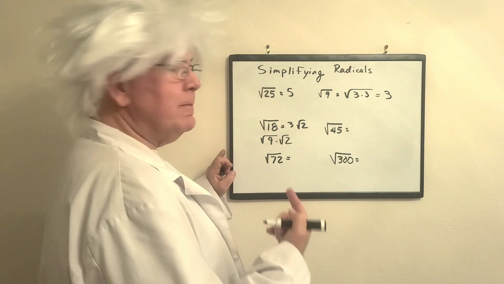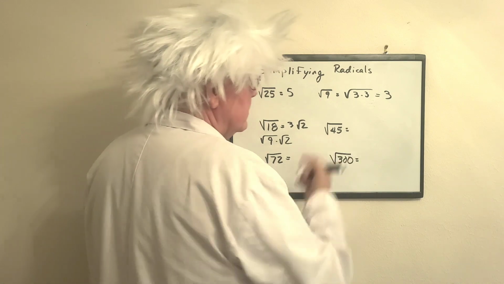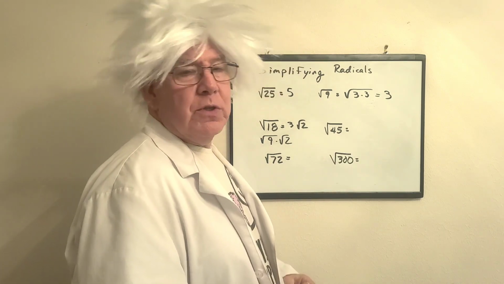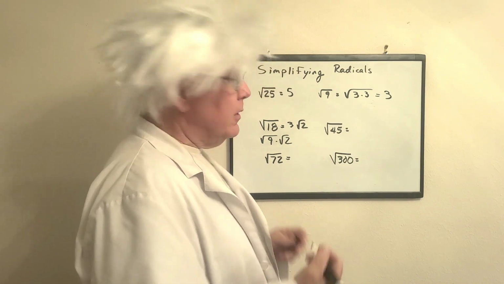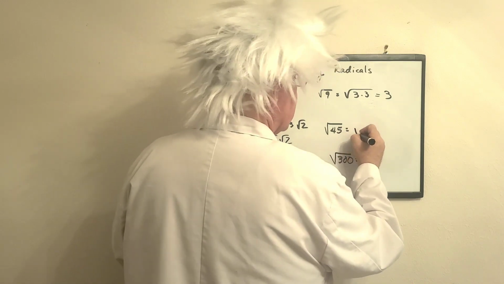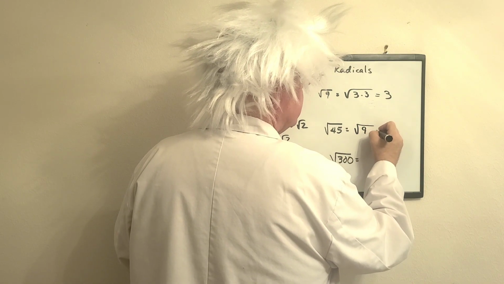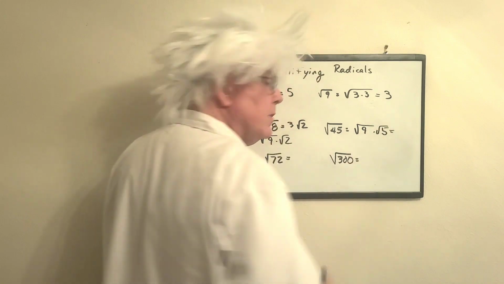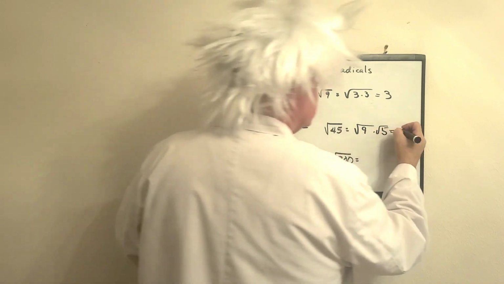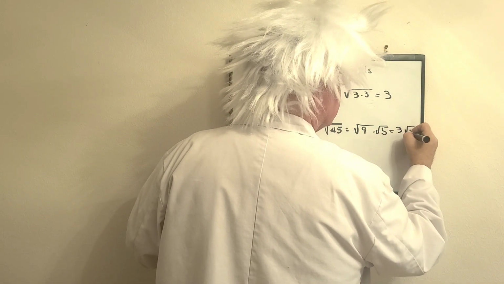All right, now, does 4 go into 45? Of course it doesn't. Well, what about 9? Well, yes it does. We have the square root of 9 times the square root of 5. So what's the square root of 9? We know it's 3, so it's 3 square root of 5.